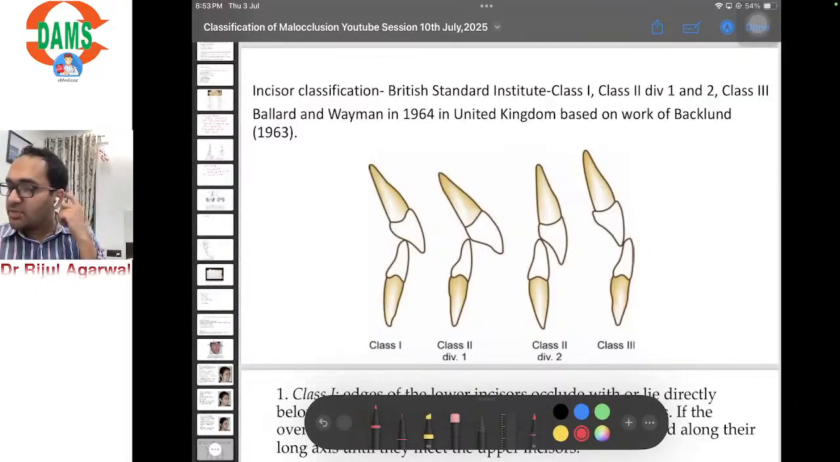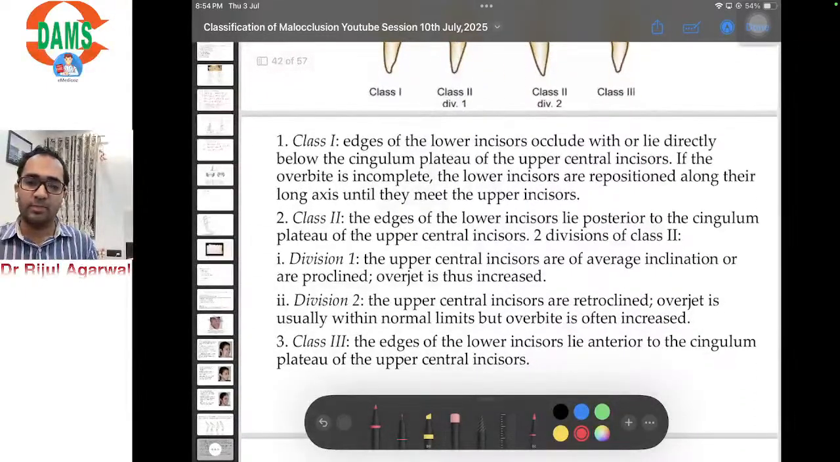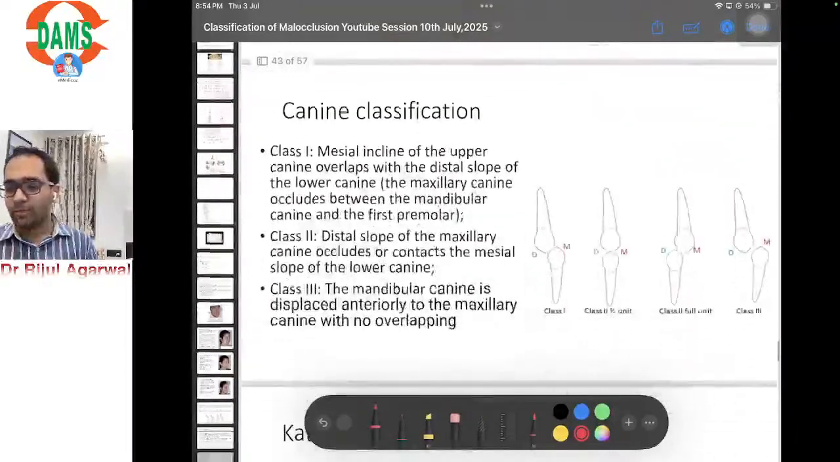The incisor classification system was given by the British Standards Institute, classified into class 1, class 2 div 1, div 2, and class 3. It was given by Ballard and Wayman in the year 1964 on the works of Backlund. Very easy to understand, nothing much difficult or different. Class 1, class 2 div 1 proclined incisors, div 2 retroclined, and class 3 is the crossbite. And these are all described in the theoretical format.